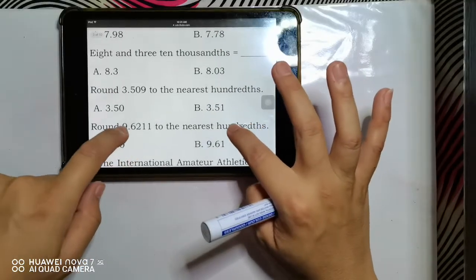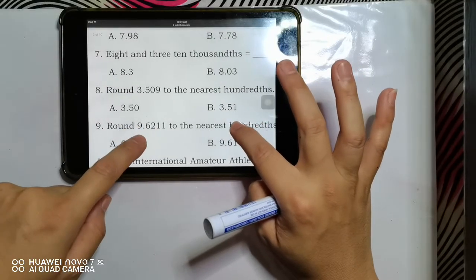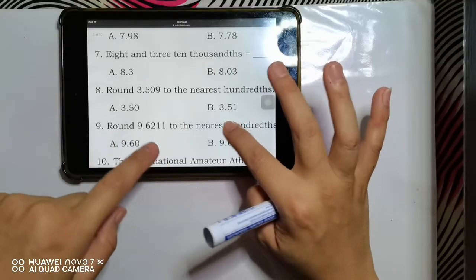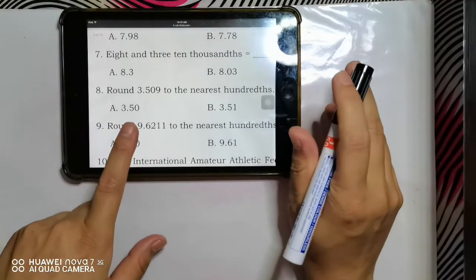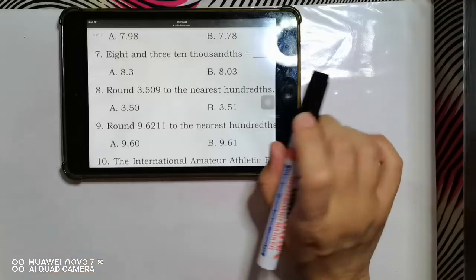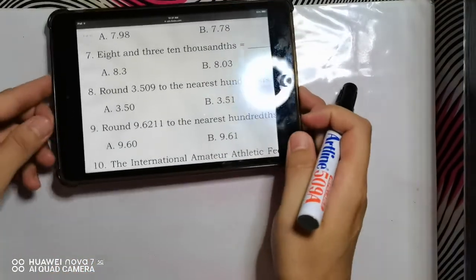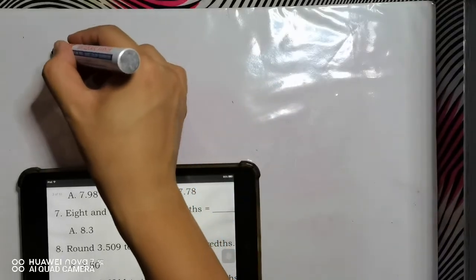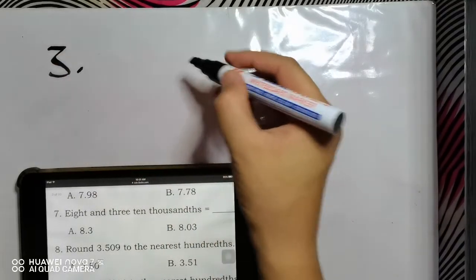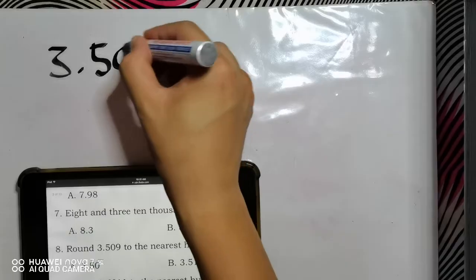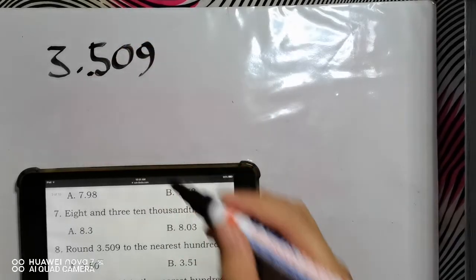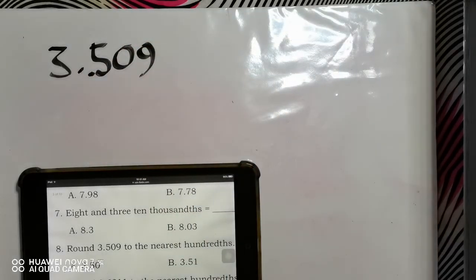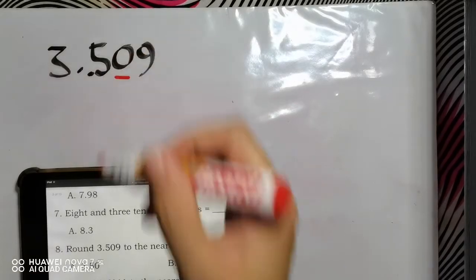Ito, number 8 tayo. So, sa number 7, katulad lang din yung example kanina. Sama tayo sa number 8. Round 3 and 509 thousandths to the nearest hundredths. Ito round down natin. Okay? So, the given number is 3 and 509 thousandths. Sabi, nearest hundredths daw. So, ibig sabihin, ito yung i-round natin.